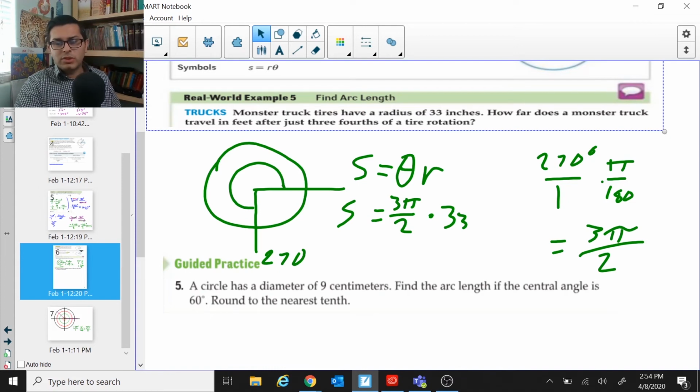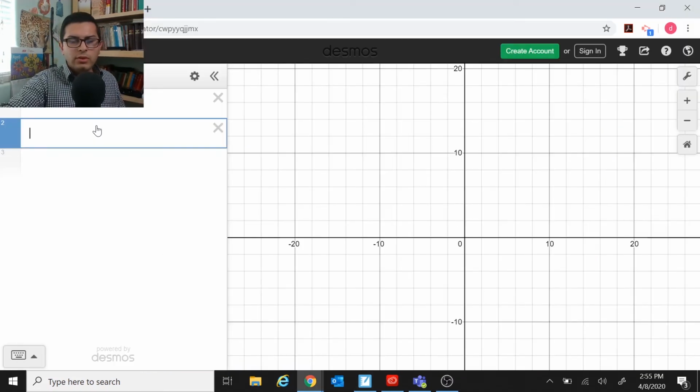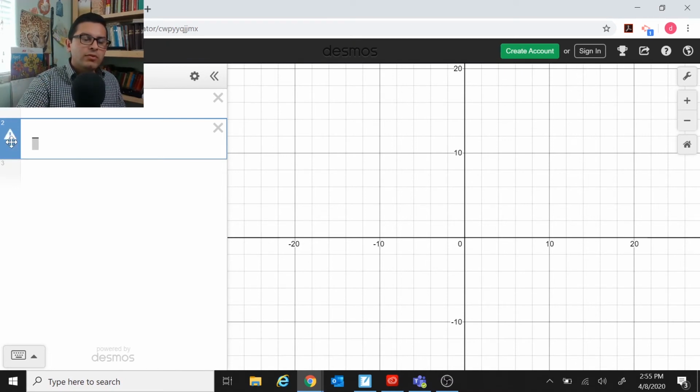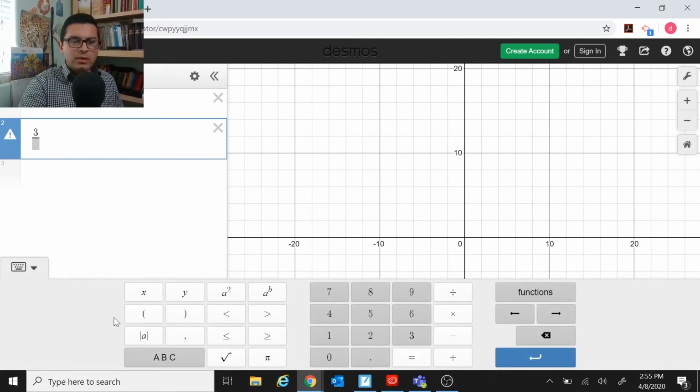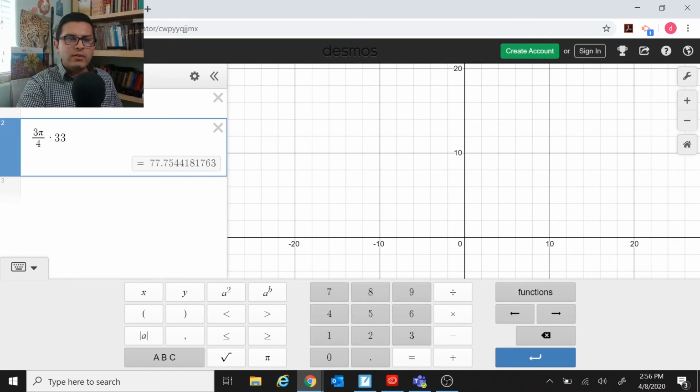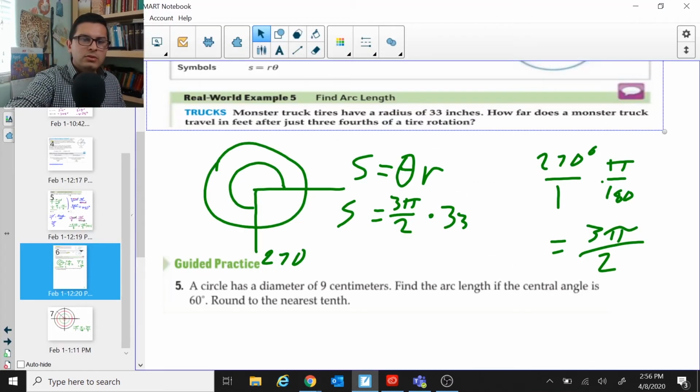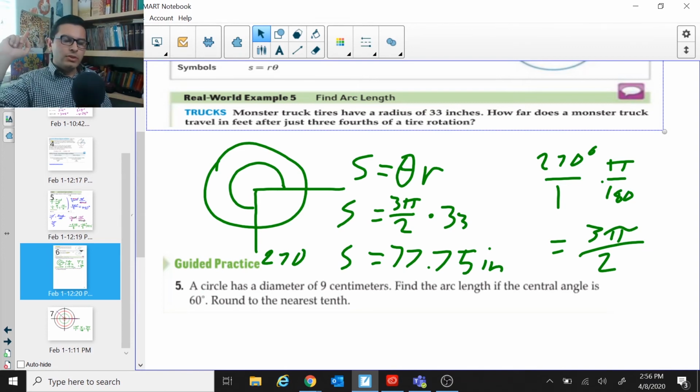3 pi over 2 times 33. In our calculator, if you notice, if you press the divide button, it gives you a fraction straight away. That will be very handy. So we're going to say 3, but where is our pi button? Well, if we hit this keyboard here, we will see that there is a pi button right there. We will say pi. 3 pi over 2 times 33. We have 77.75. So our arc length is going to equal 77.75 inches. Notice I use inches there, which is the same measurement as we used before.